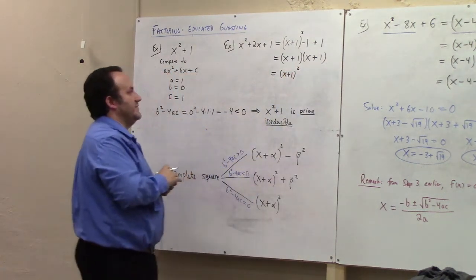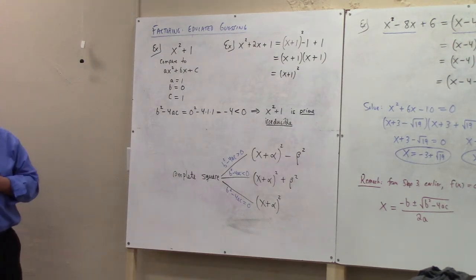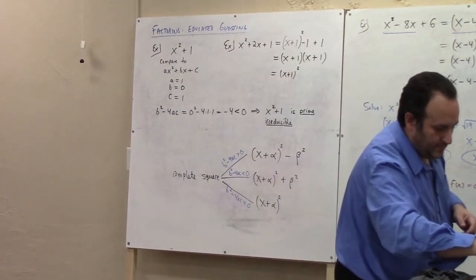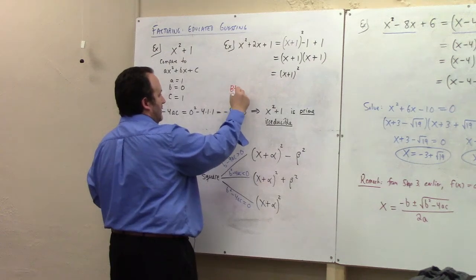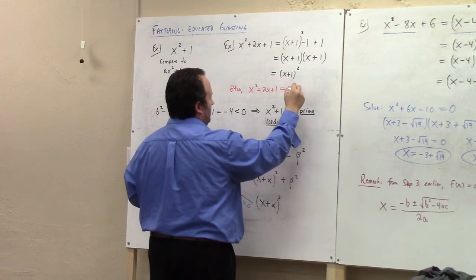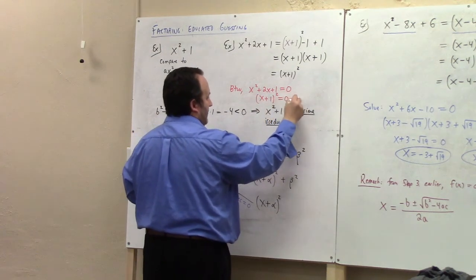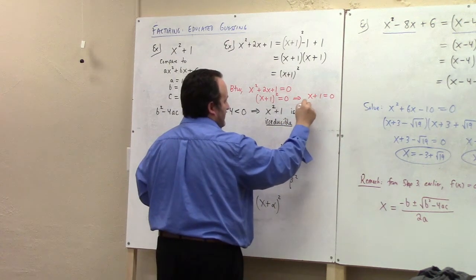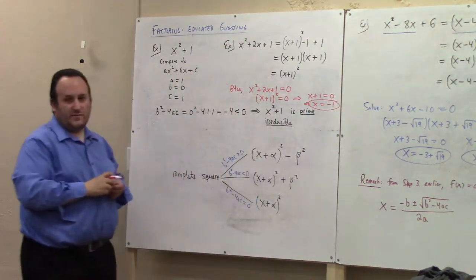What if you set this equal to 0? What would happen? What are the solutions to the corresponding equation? I'll put it in red. By the way, x squared plus 2x plus 1 equals 0 is really x plus 1 squared equal to 0, right? So that tells me that x plus 1 has to be equal to 0, which tells me that x equals minus 1. That is my one and only solution here.